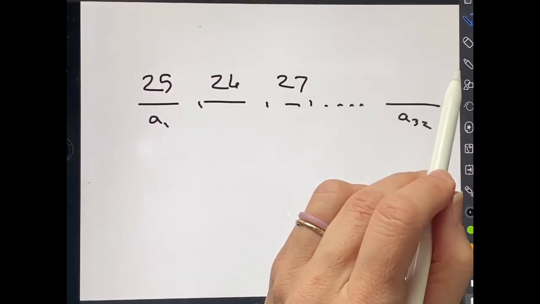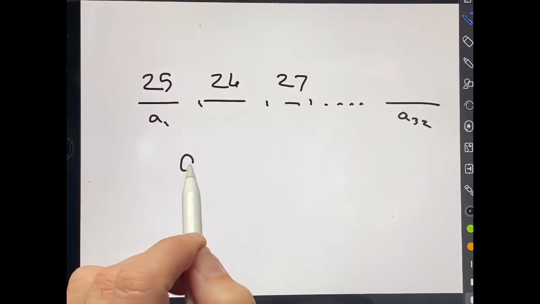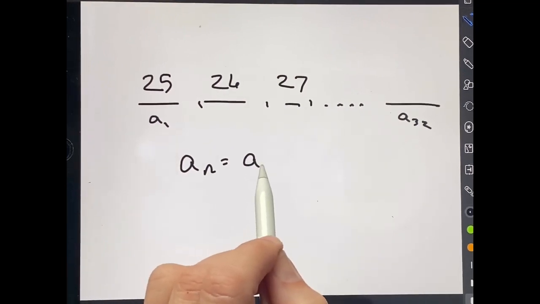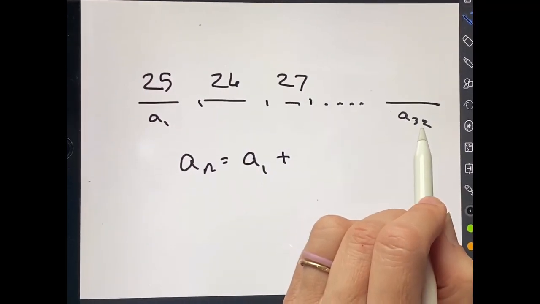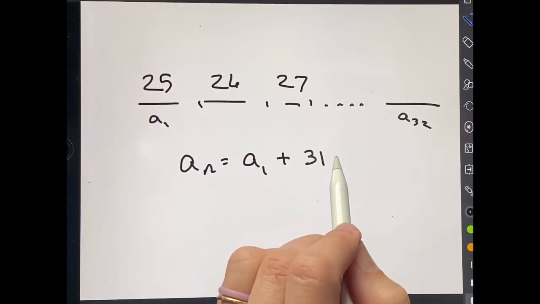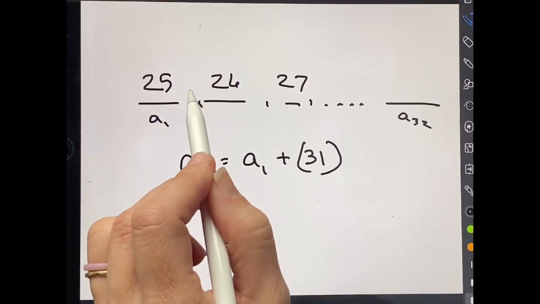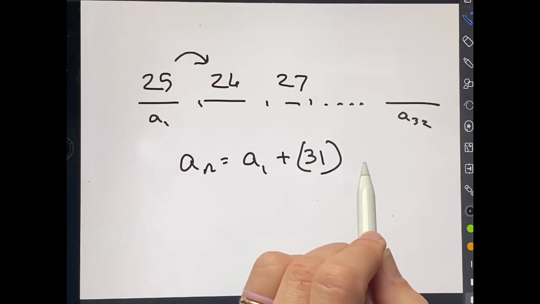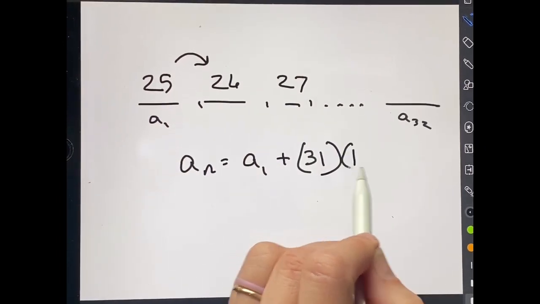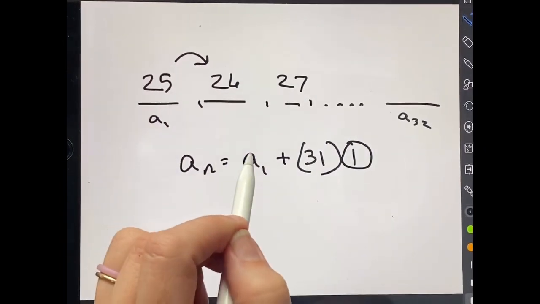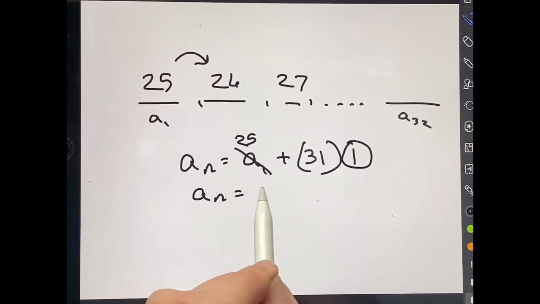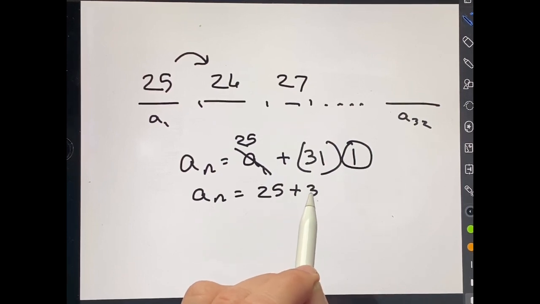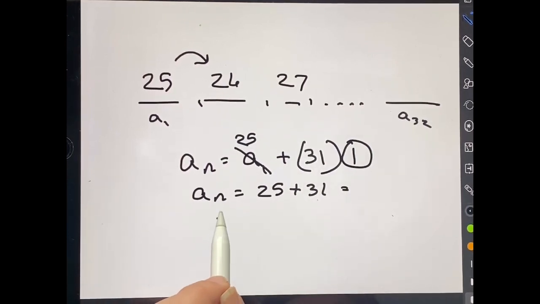So we would need to use our generic formula, A sub n equals wherever we start plus however many jumps. How many times are we jumping to get to 32? We're jumping 31 times. And what is our jump each time? Our jump each time is by the number 1. Where did we start? We started at 25. So our generic formula is 25 plus 31.